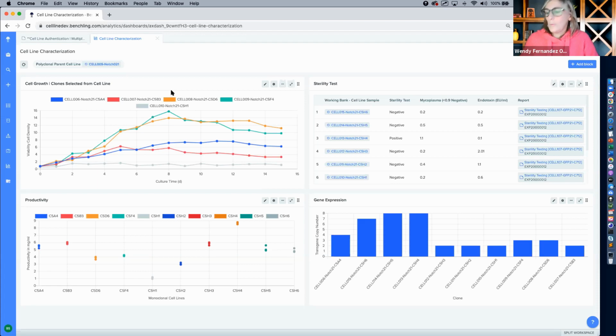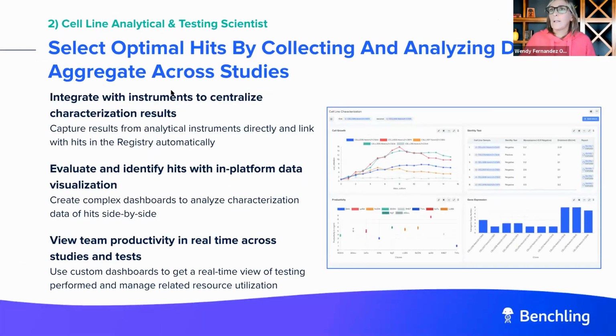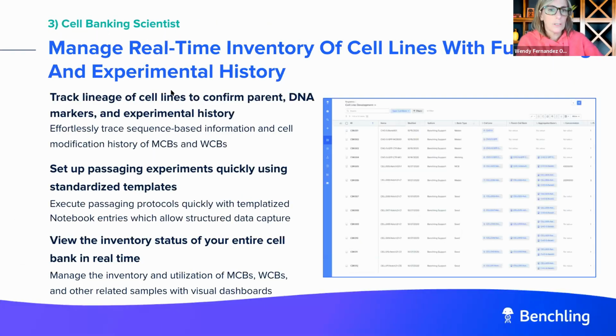Great, so I'm going to move now to the third team. Last but not least, we're going to talk about the cell bank team. This team supports the entire organization, maintaining cell lines, managing the cell banks, expanding those banks when requested by other teams for experimentation. But for this team, it's essential to track the lineage of the cell lines and have easy access to the history of the master and working banks.